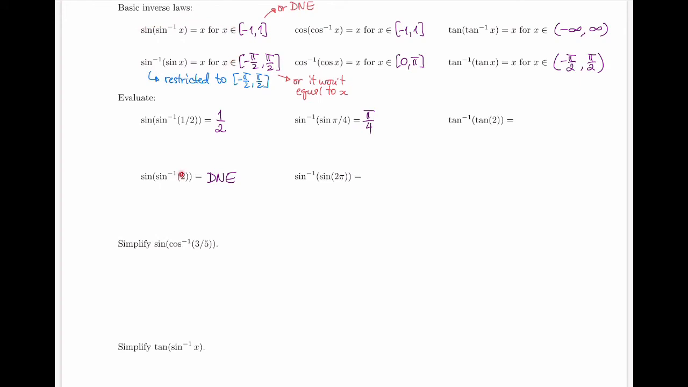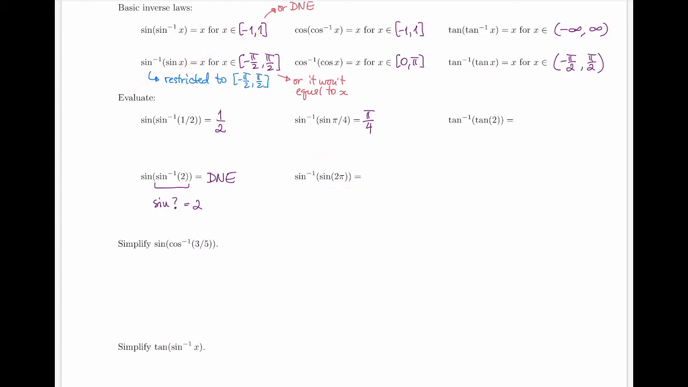If I am starting computations from inside, first of all, I have to compute sine inverse of 2. So recall that sine inverse of 2 means I have to think of an angle whose sine is 2, which of course is not possible because sine of any angle is between negative 1 and 1, which is exactly where this restriction comes from.